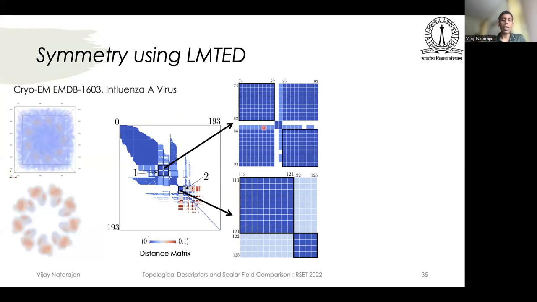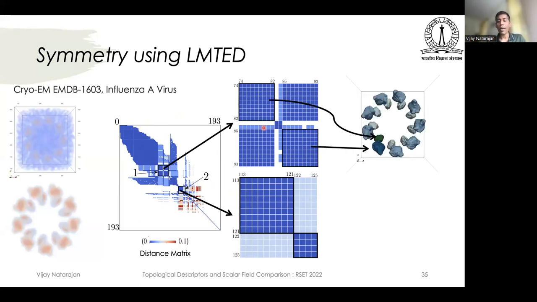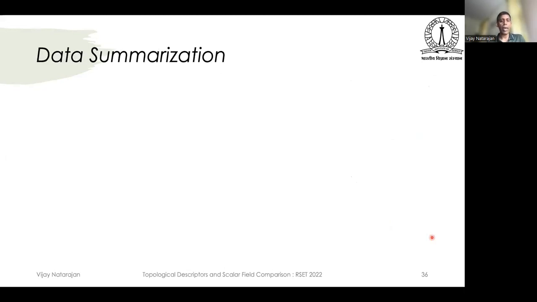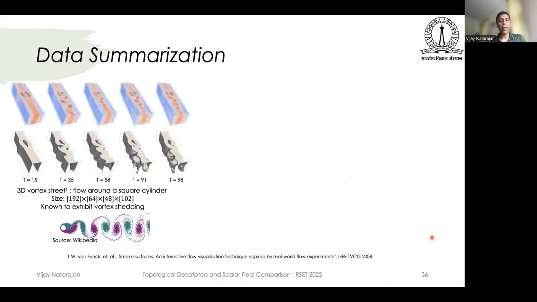So this essentially helps us capture symmetry at different length scales. So at the lower length scale and at the higher length scale, which is larger regions that are copies of each other. Okay, there are several other applications of MTED. I'm going to have to rush through them in the interest of time.